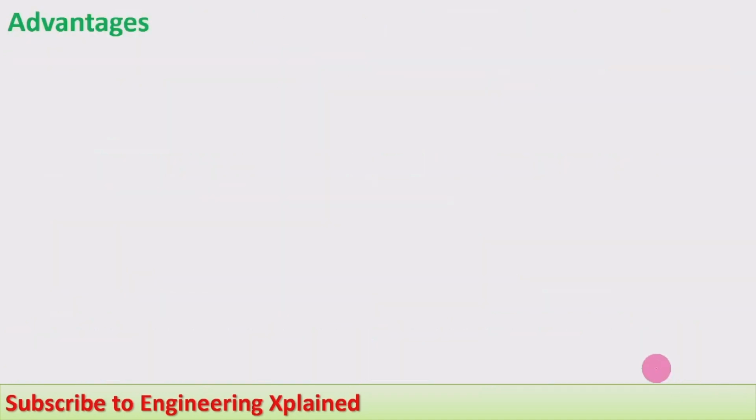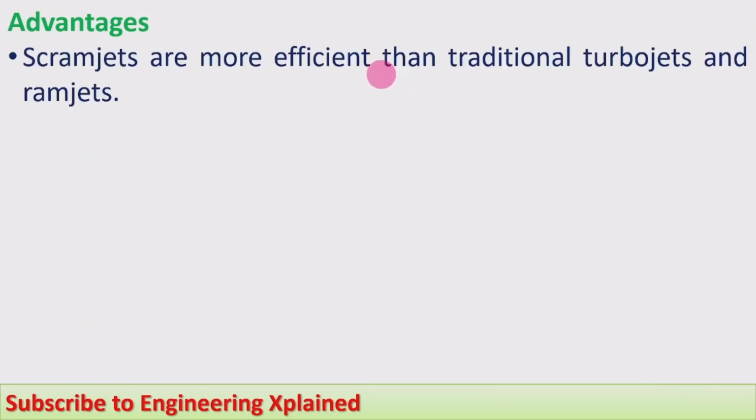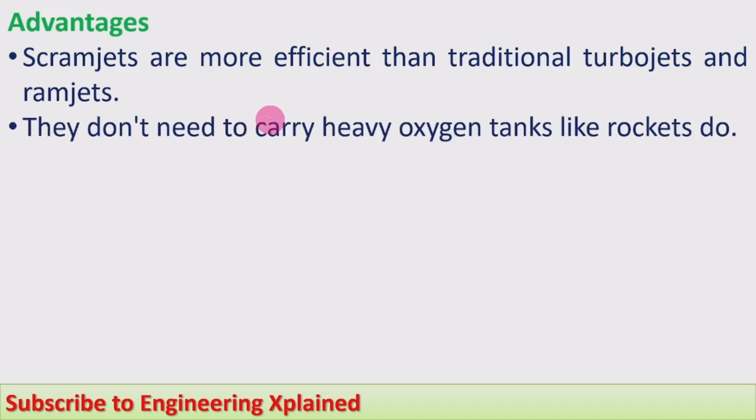Advantages of this scramjet engine: scramjets are more efficient than traditional turbojets and ramjets. At more than Mach 5 speeds, the scramjets are more efficient, and because of that they can travel at higher speeds.